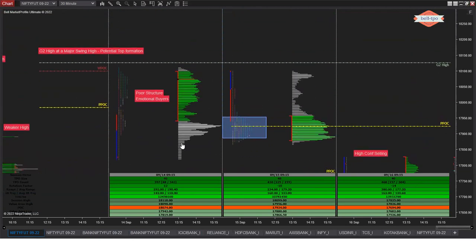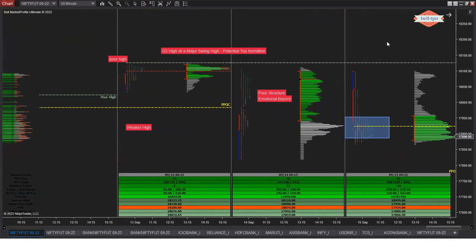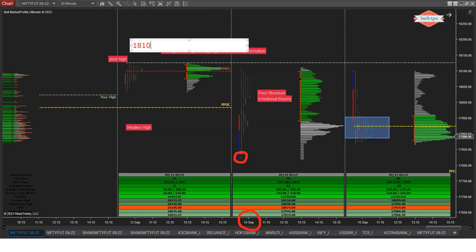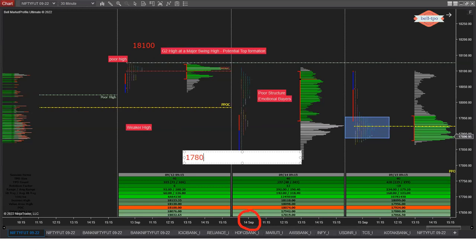This expiry day, one day before expiry, Wednesday, what happened? Price opened with a big gap down, a huge gap down. You know why this gap down happened? This gap down happened on 14th of September, if I'm not wrong. The previous day, Tuesday, price closed at 18,000, and the very next day, price opened around 17,800 levels. It was almost a 300 points gap down.